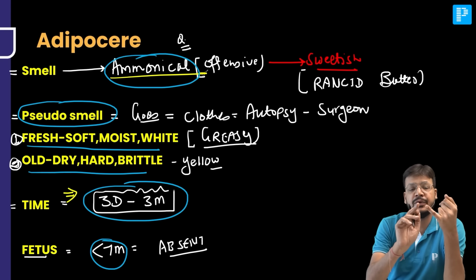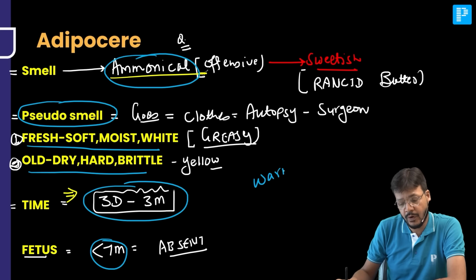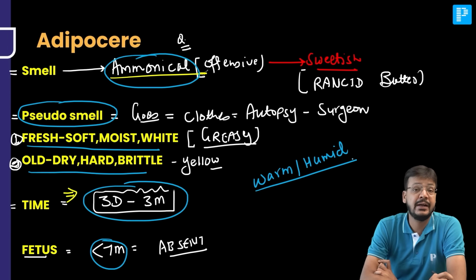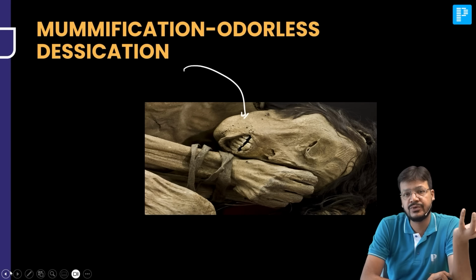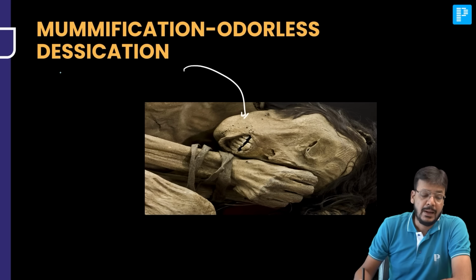Listen to one thing very carefully. A for adipocere, A for ammoniacal smell, and it is seen in warm and humid climate. Adipocere is a very, very important phenomenon seen in warm and humid climate. Again, the responsible bacteria is Clostridium welchii, but the enzyme is lipase, not lecithinase.